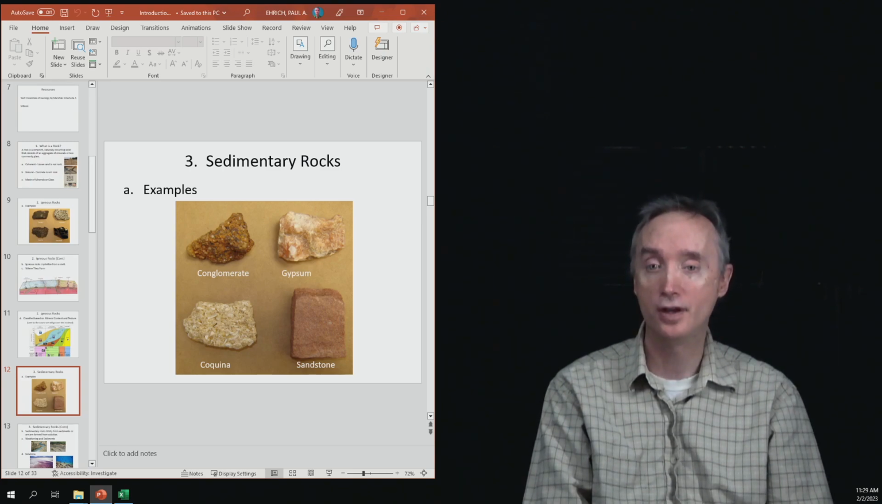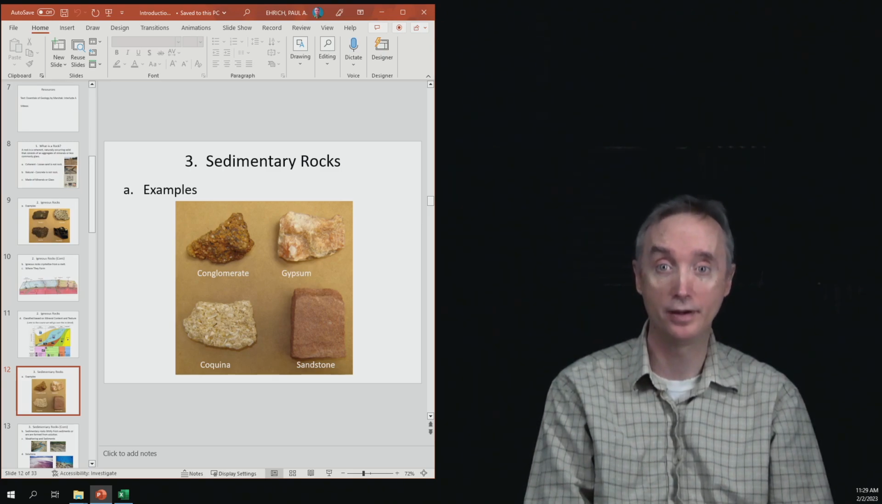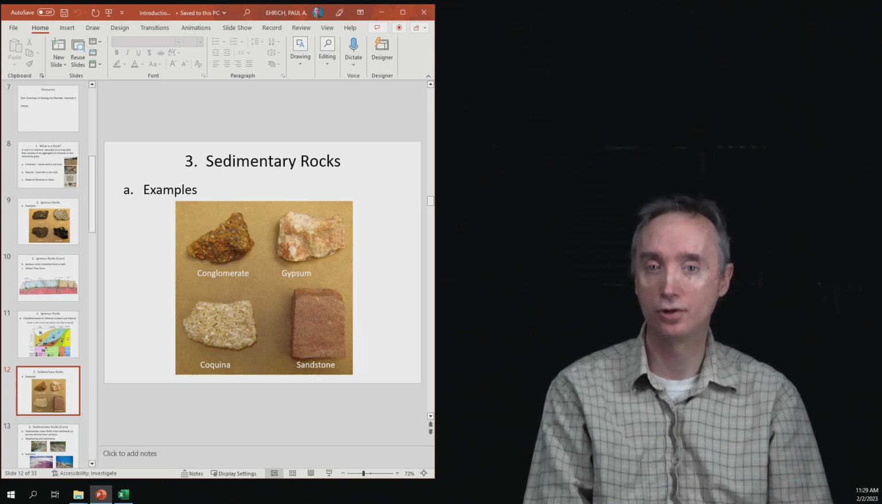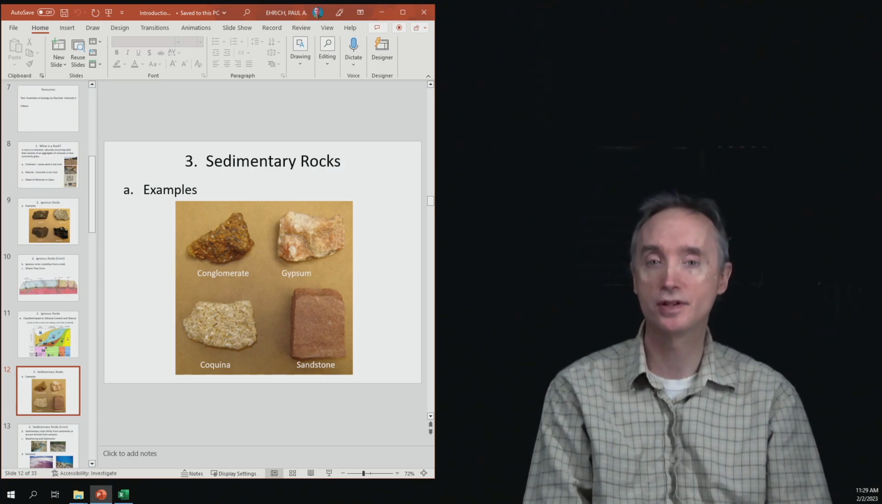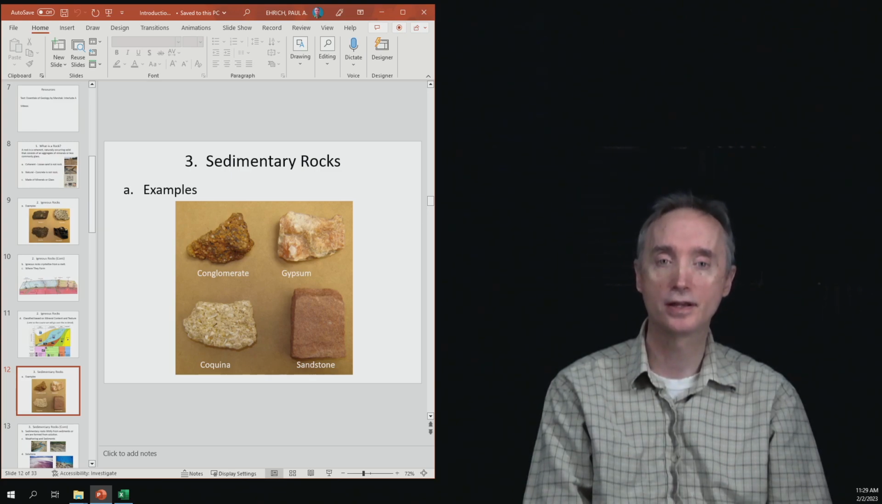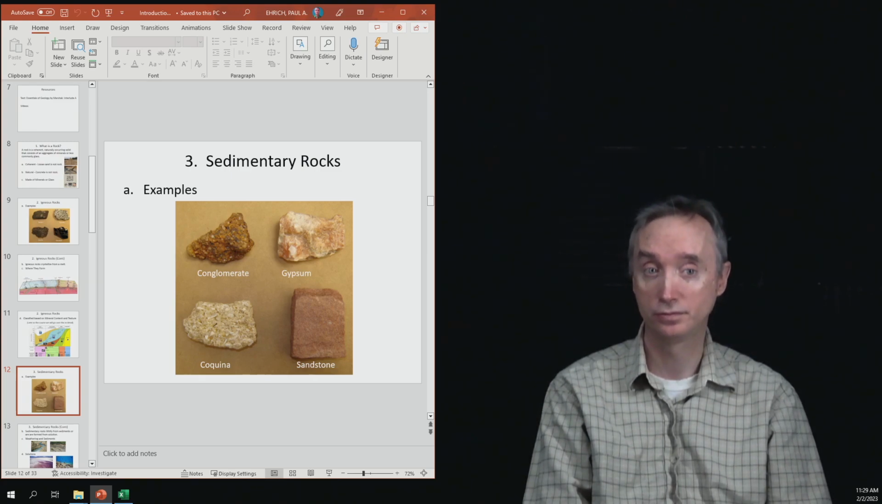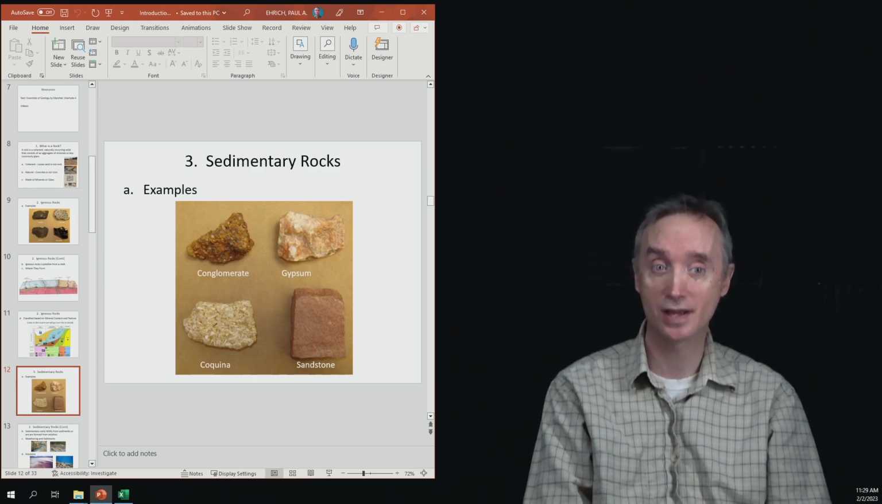Okay, and then next to it is going to be gypsum, and gypsum, it's going to turn out, is going to form whenever you have a body of water that is evaporating. Okay, another one underneath that is called coquina, and if you look carefully at that picture, you'll notice it's little pieces of shells that have been glued together. And then if you look next to it, you're going to see sandstone. And sandstone is little pieces of sand that have been glued together.